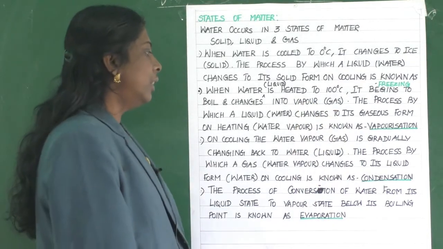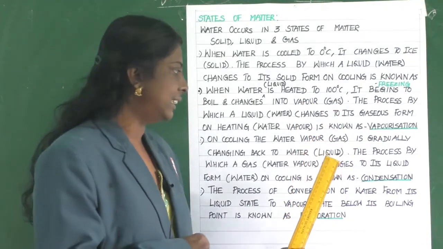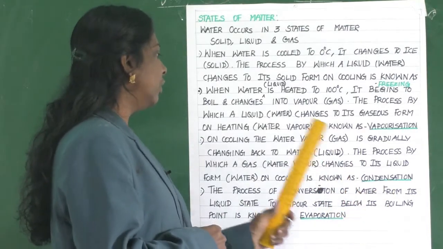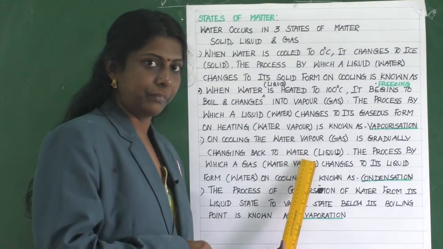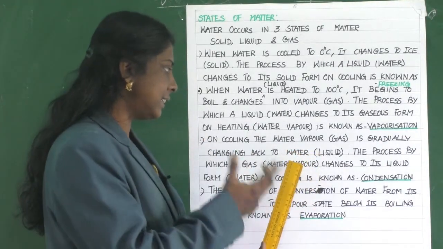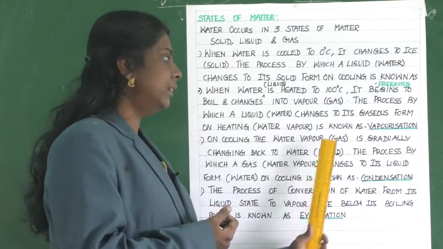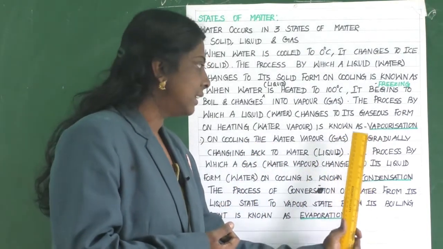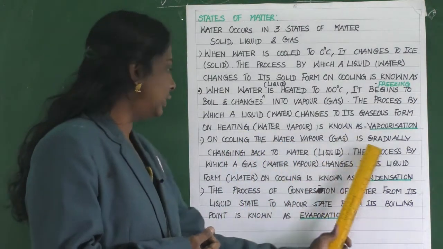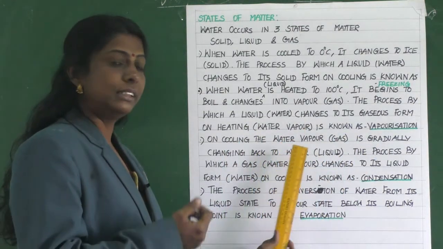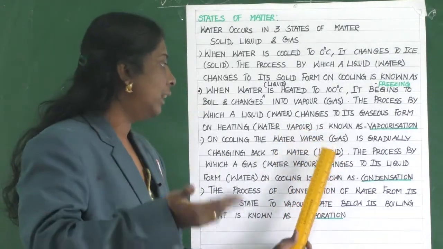Clear? Now next process is about condensation. What is that? Condensation. So what is condensation? On cooling the water vapor, that is gaseous form. Is it not? On cooling the water vapor, gas, it will gradually change back to water, that is liquid. Gas will turn back to liquid.